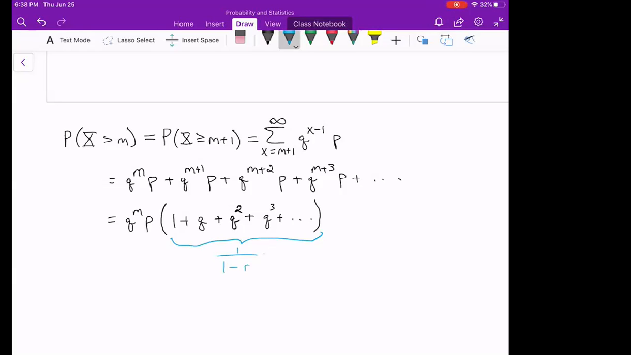R is your common multiplier, which is Q. 1 times Q gets you Q. Q times Q gets you the next term, Q squared. Q squared times Q gets you the next term, Q cubed, and so forth. So this is 1 over 1 minus Q. But remember, Q is 1 minus P. And when you distribute that negative sign in the bottom, you get 1 minus 1 plus P. So this is 1 over P.